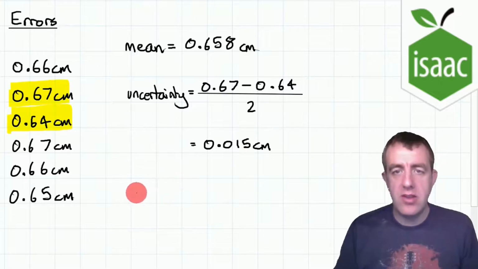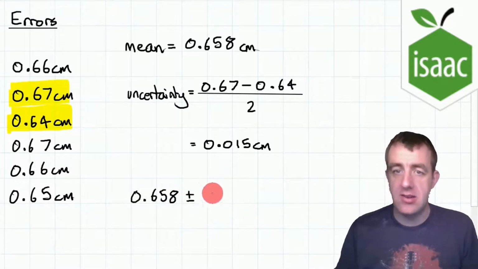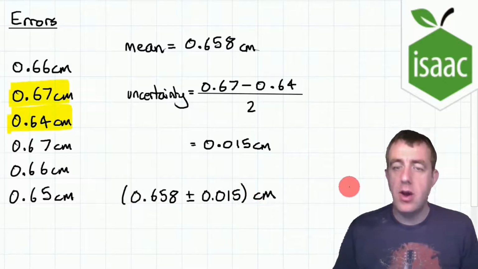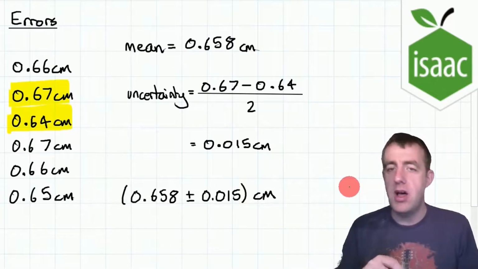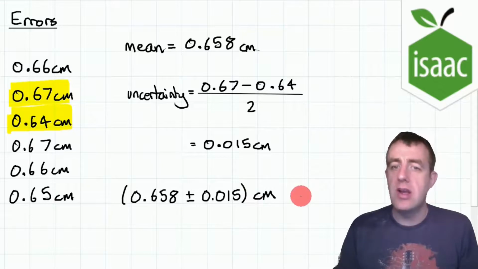And we would write this down as 0.658 plus or minus 0.015, and these are centimeters. Now, Isaac Physics won't let you put in numbers quite like this. It breaks it down into different parts, so don't worry about looking for that symbol on your keyboard. But that's how you could write out this.